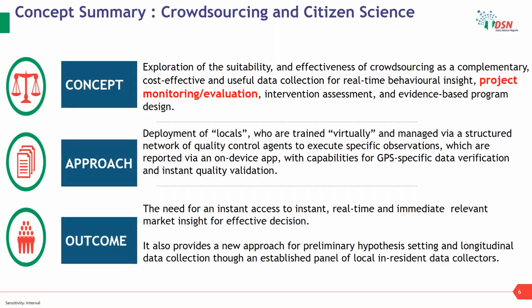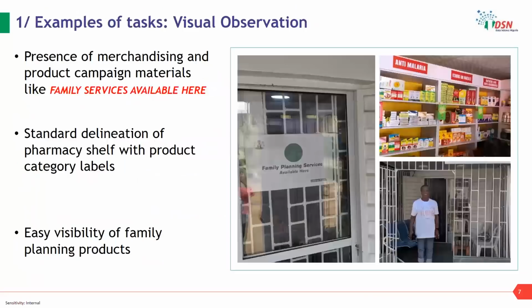So we call this crowdsourcing of citizen science, and it has multiple use cases. It might be as simple as you want to know whether some point-of-sale merchandising materials are available. So you can use ordinary people who will use their basic smartphones, take the picture, upload via our app, and then we can dimension it and analyze it on a geospatial basis.